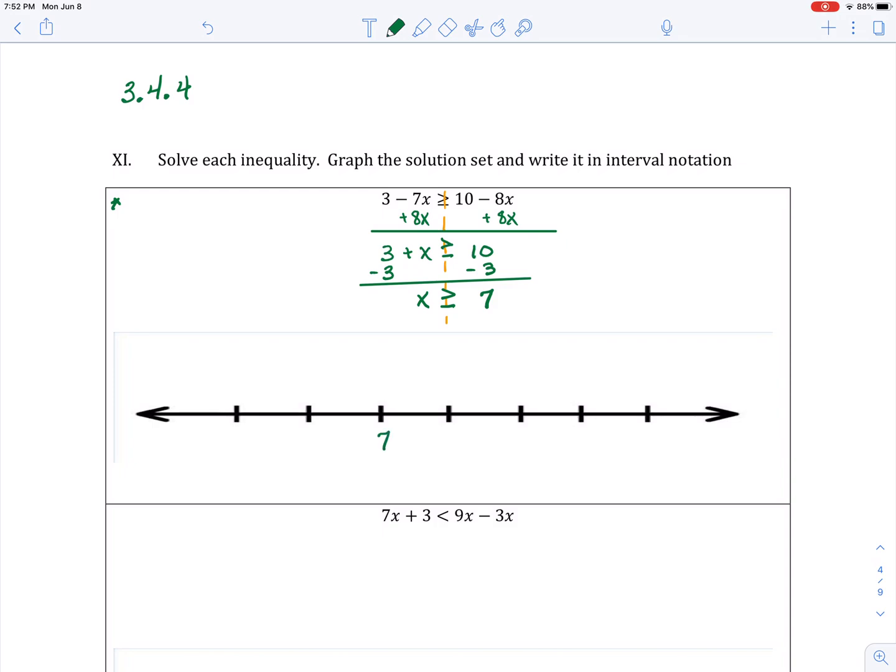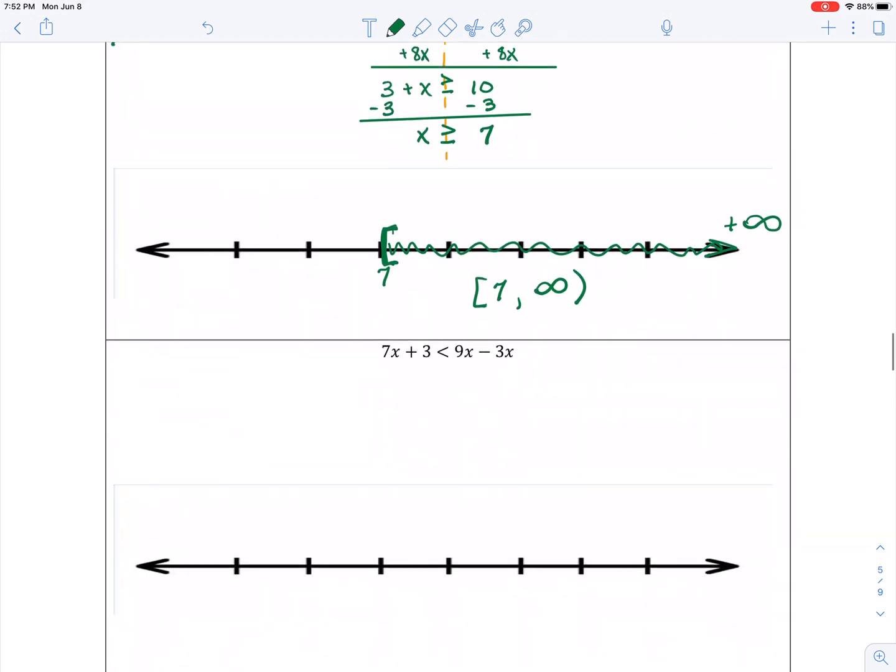So let's say this is the 7. We want all of the values that are greater than 7. And we also want to include the 7 because it says greater than or equal to 7. So that's the way the graph looks on the number line. And then to get it into interval notation, you pretty much just copy what you see on the number line, always using parentheses for the infinity symbol.